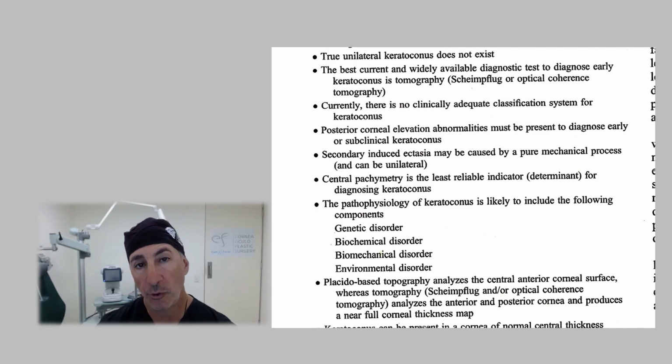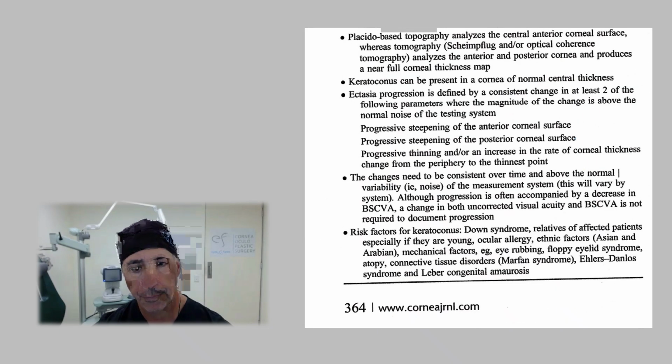Next point, central pachymetry, which means the thickness of the front of the cornea, is the least reliable. We'll often measure the thickness and go, oh, you've got a thick cornea, therefore you don't have keratoconus. Wrong. I've seen quite advanced keratoconus in very thick corneas. Next point, the pathophysiology of keratoconus. It says, what drives the disease. It might be genetic, biochemistry problems, and there's biomechanical and environmental. And in my opinion, they are key. Biomechanical, rubbing, environmental, rubbing is an environmental factor. Final point there talks about topography to analyze it, which we all do.